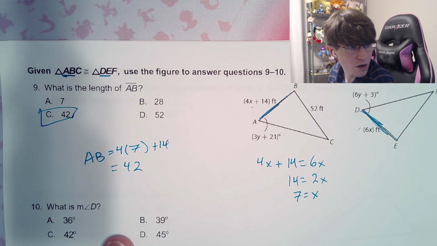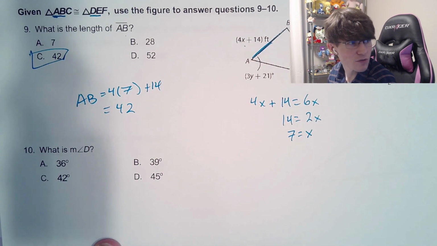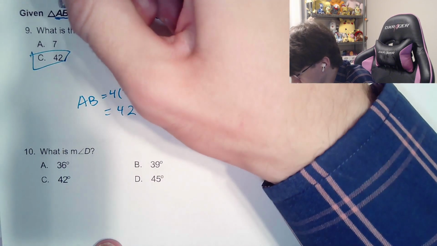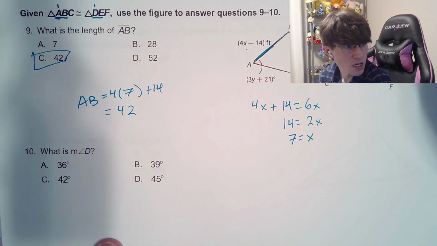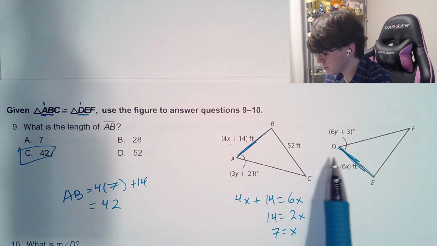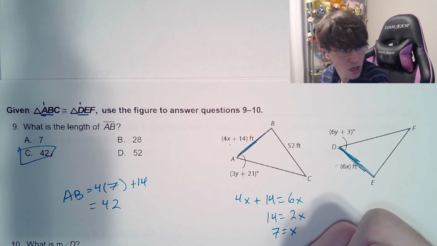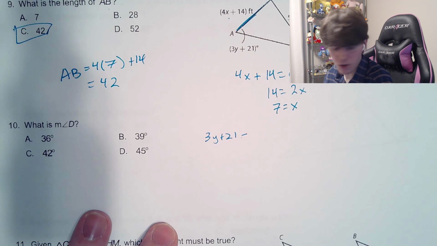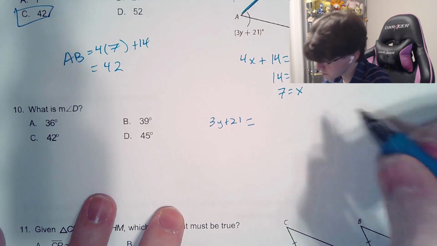Moving on to our very next question, what is the measure of angle letter D? So the measure of angle letter D, we do have to notice again, we are in that first position, the letter A, the letter D. So we're looking at this one here. The letter A and the letter D are both the same. So that means that 3y plus 21 must, oh, you can't even read what I'm writing. 3y plus 21 must in fact be equal to this 6y plus 3.